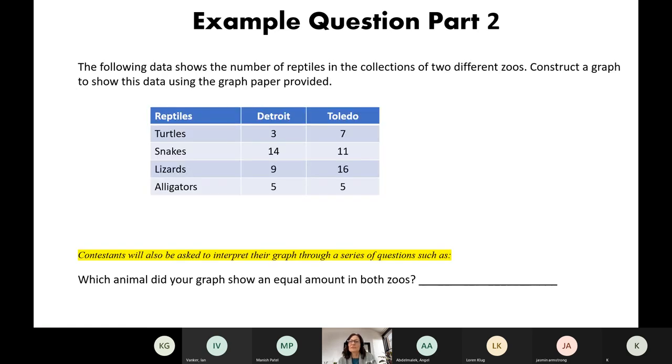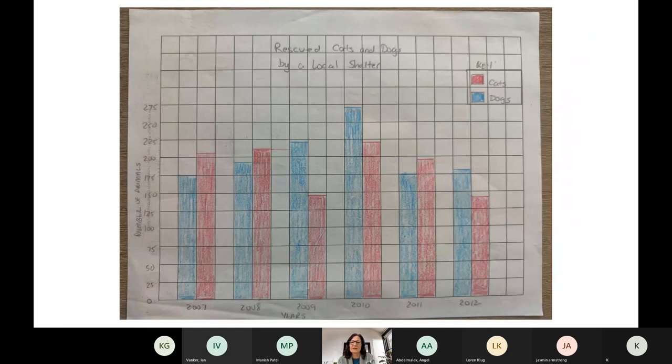This is an example of how part two is presented to them. So there'll be a set of data, and then a piece of graph paper, and they'll need to graph that data. And so that will look something like this. This is an example of an actual kid's graph, if you will.